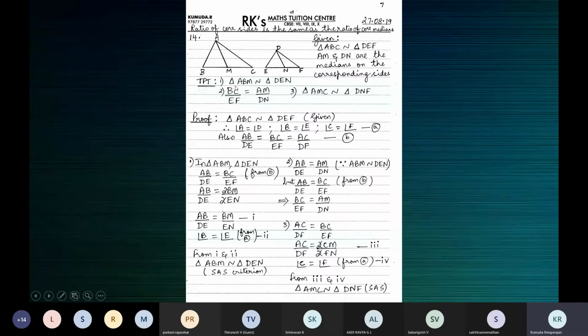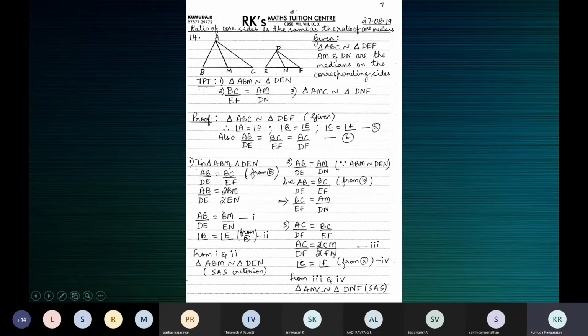You know BC can be written as twice CM and EF can be written as twice NF. Twice NF is EF. Twice MC is BC. Instead of BC, we write its equivalent. Twice CM is BC. Twice FN is EF.